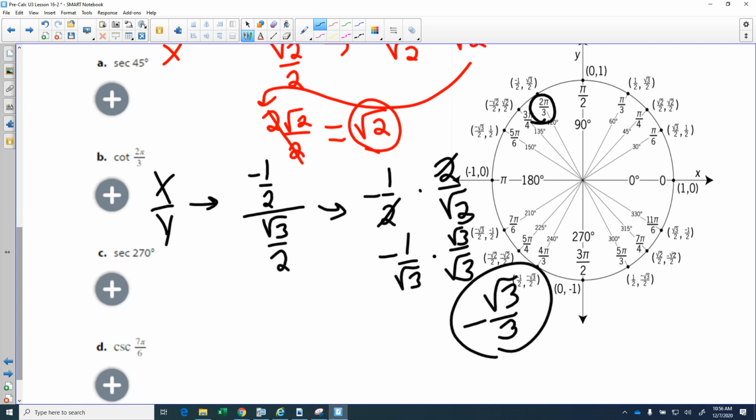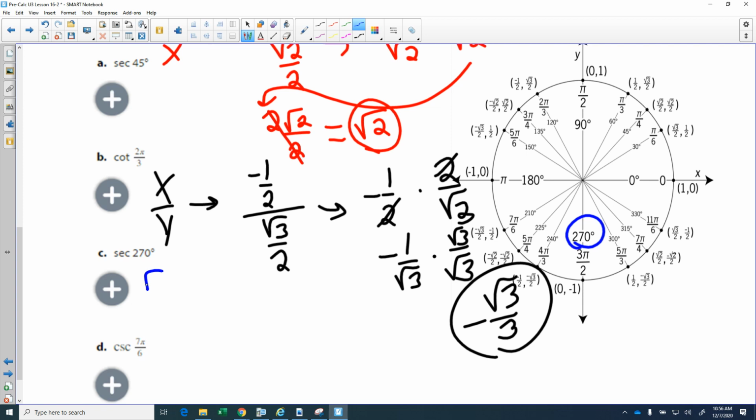So why is this important? Well, understanding how to get these answers is important for the simple fact of when we're dealing with something like a secant of 270, because this is where the reciprocals become very interesting. 270 is here, and secant has to do with my reciprocal of cosine.